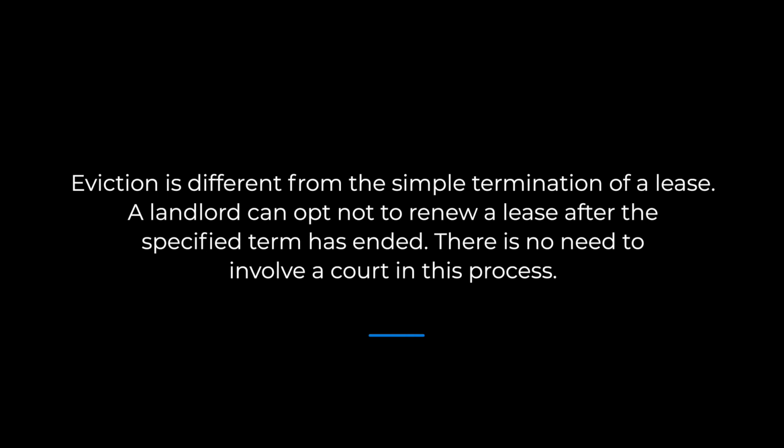Eviction is different from the simple termination of a lease. A landlord can opt not to renew a lease after the specified term has ended. There is no need to involve a court in this process. When a tenant renting in Washington fails to pay rent or breaches the terms of their lease agreement in some other way, the landlord's first step is to send an eviction notice. In the state of Washington, there are 4 versions of this notice. We'll go through each one so you can figure out which one suits your situation.